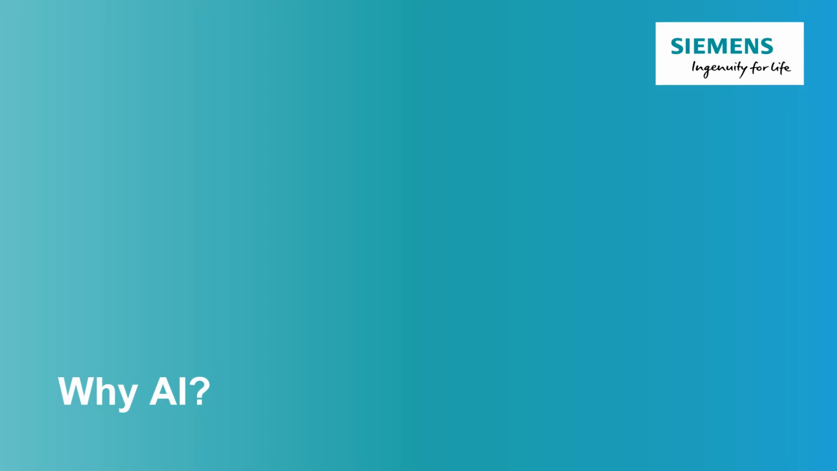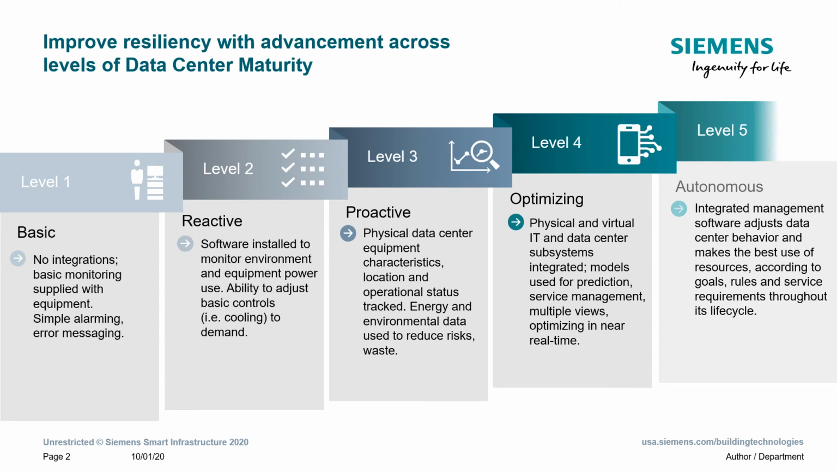Why would I need AI in my data center? When adopting AI, your building progresses from a level 4 to a level 5 on the data center maturity curve, taking you from advanced automation to fully autonomous. But what's really the difference and what does it mean?